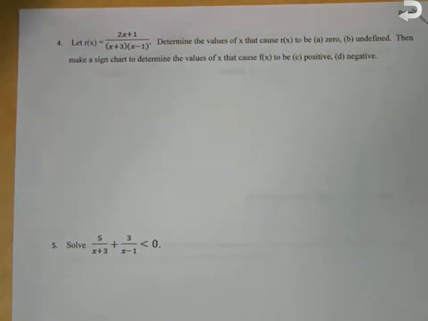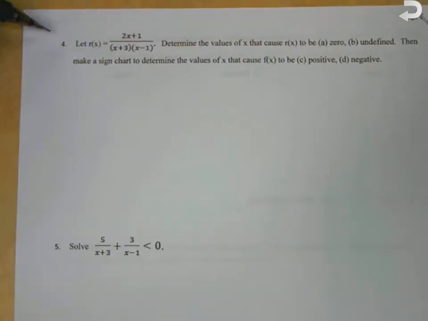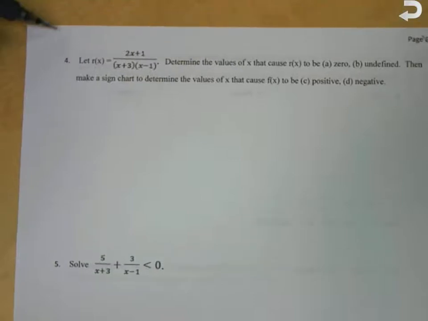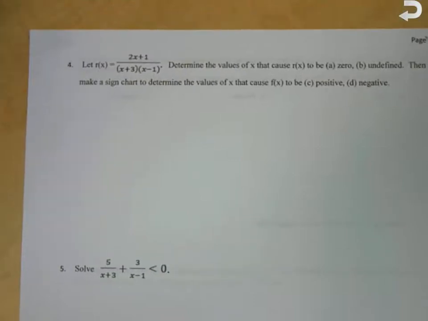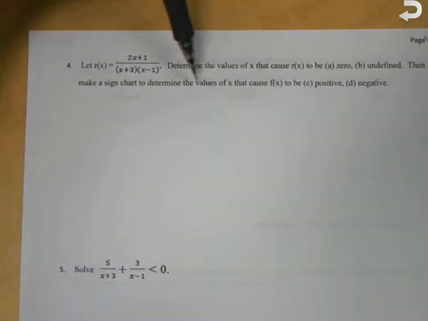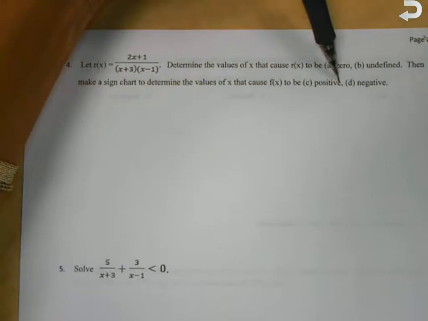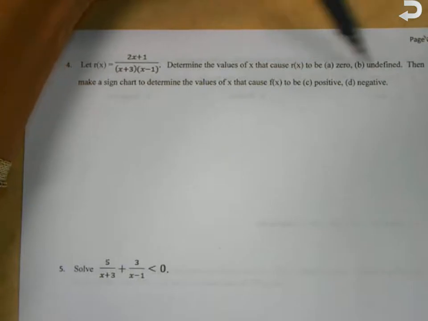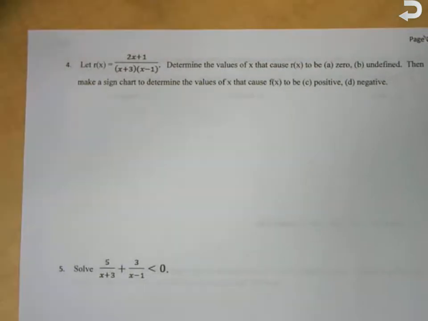Today we're going to look at page 6 of the Rational Function Note Pack. Starting with number 4. On number 4, we can see we have a rational function with a linear numerator and a quadratic denominator. And we're going to determine where this function has positive values for f of x, or the y-coordinate is positive, and where the graph is negative.